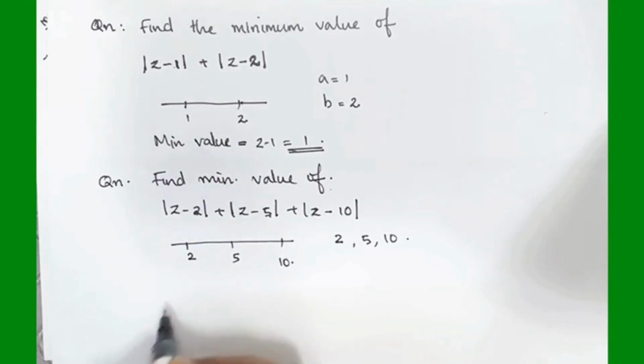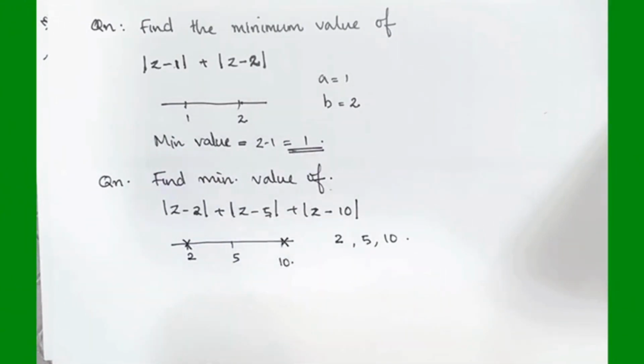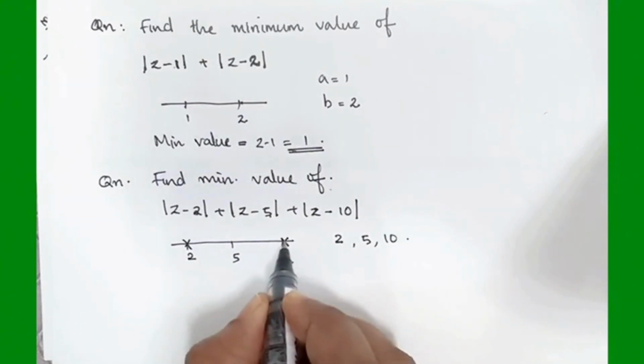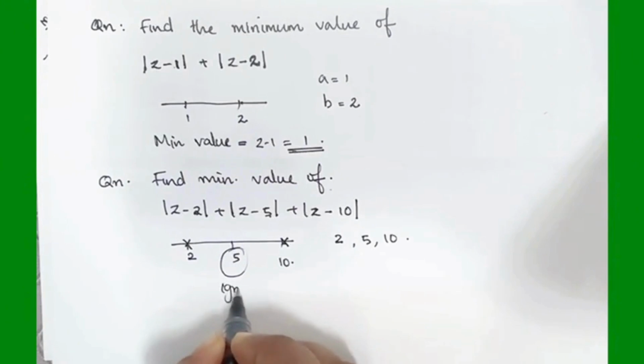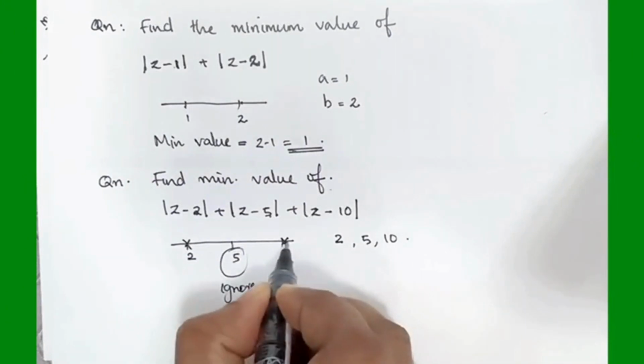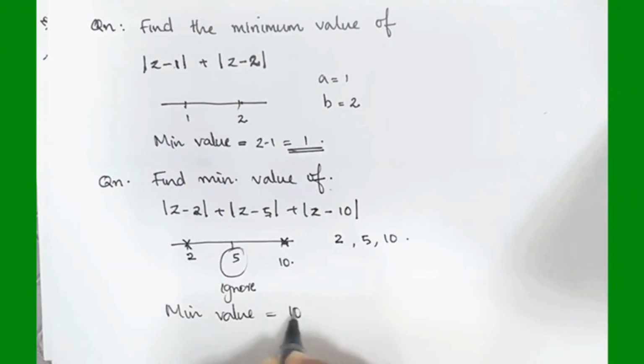To find the answer, we just need the starting point and the end point, that is 2 and 10. Then there is one middle number here, 5. So just ignore the middle number 5. We don't need it to do the calculations. So just subtract 10 minus 2. That is, the minimum value is equal to 10 minus 2. 10 minus 2 is equal to 8. So 8 will be the answer.